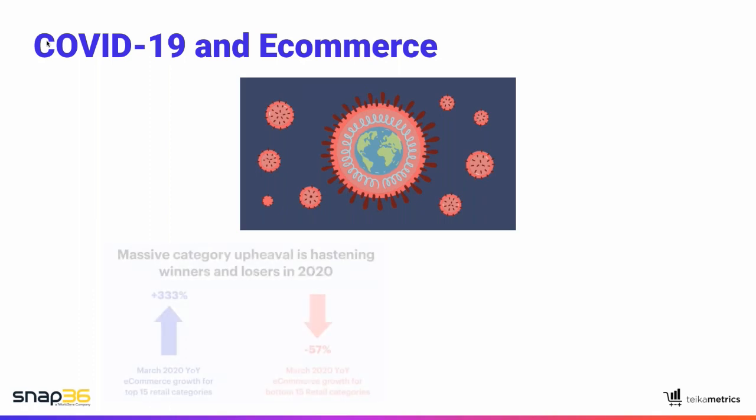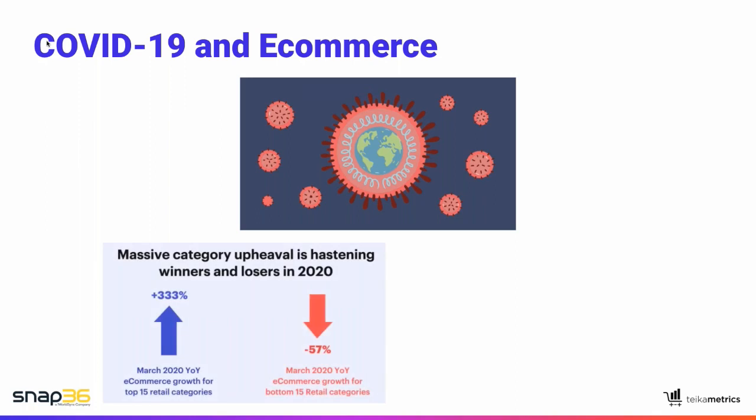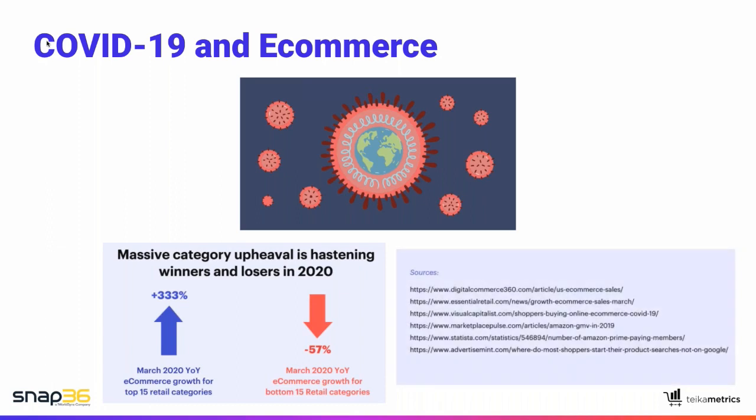And if you want to see some stats, this is even back in March, where we did a study on the top 15 and bottom 15 retail categories online. The top 15 saw a 333% growth in their revenue and performance. So it's like the tale of two cities, the haves and have-nots. The bottom 15 categories got crushed 57%.